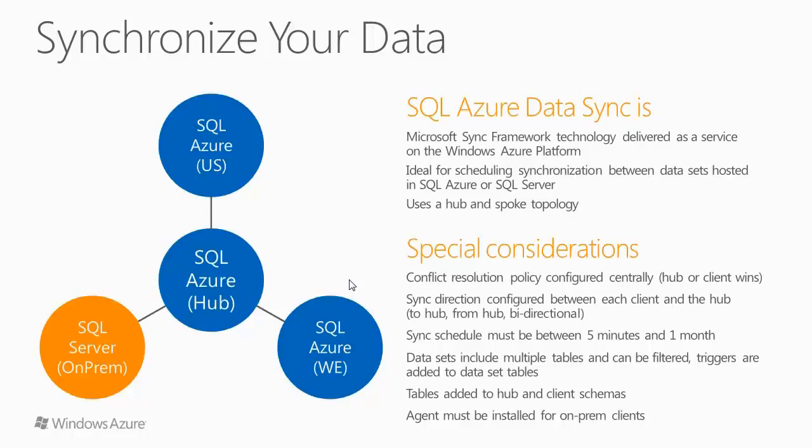So if you're familiar with the sync framework, it does add additional tables for the tables that you want to synchronize to manage the synchronization. Now, if you're doing SQL Azure to SQL Server, if you're going to synchronize between on-premise and SQL Azure, it does require that an agent is installed on-premise for every client that you want to synchronize on-premise. So you don't need to do that in SQL Azure, but if you're synchronizing SQL Azure to on-premise SQL Server, every on-premise SQL Server must have an agent installed in order to synchronize.